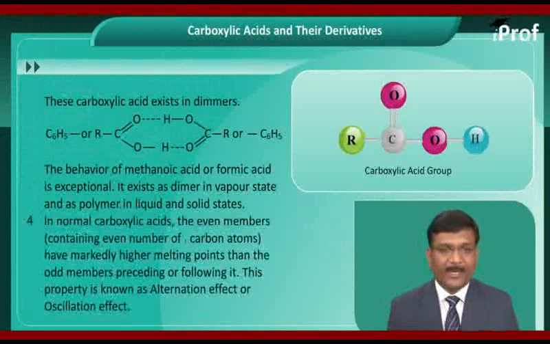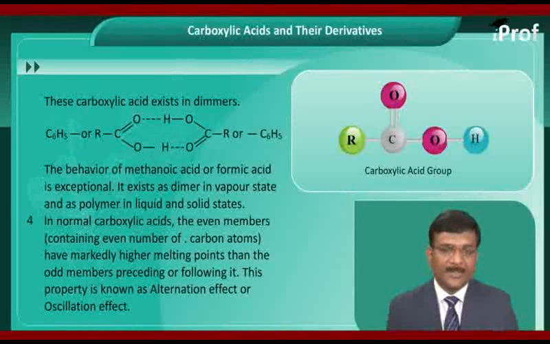In normal carboxylic acids, the compounds containing even number of carbon atoms have markedly higher melting points than the odd members preceding or following it. This property is known as alternation effect or oscillation effect.